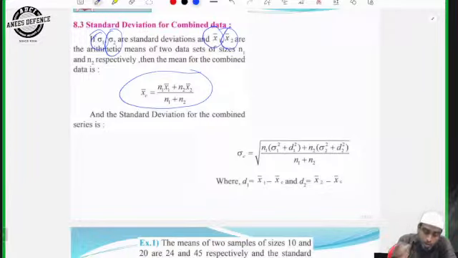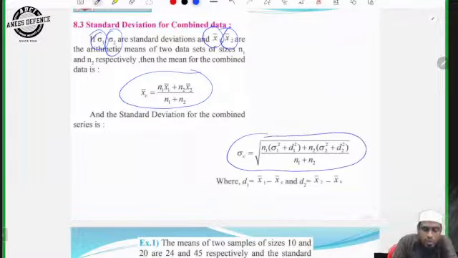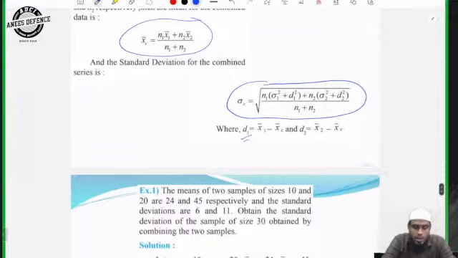Then what is the formula for combined standard deviation? That is represented as sigma c equals the square root of n1 times sigma 1 square plus d1 square, plus n2 times sigma 2 square plus d2 square, divided by n1 plus n2. What are d1 and d2? d1 is the difference between the first mean and the combined mean. Similarly, d2 is the difference between the mean of the n2 observations and the combined mean. Just calculate these values and substitute, and you will be able to calculate the combined standard deviation of both the data.